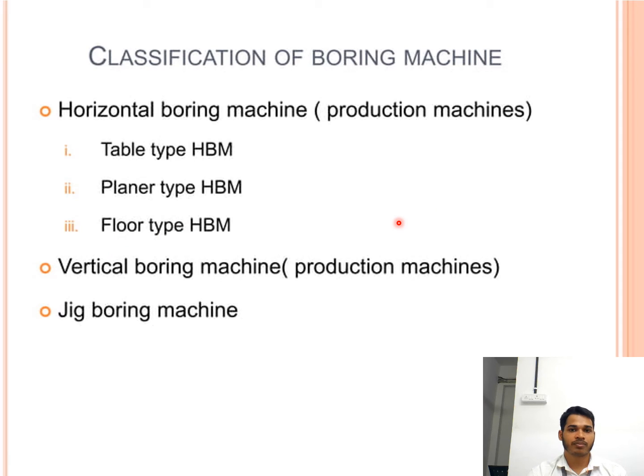Classification of boring machines. Horizontal boring machines. There are three types: table type boring machines, plane type boring machines, and floor type boring machines. And these are the horizontal type. And next are the vertical boring machine and the jig boring machine.